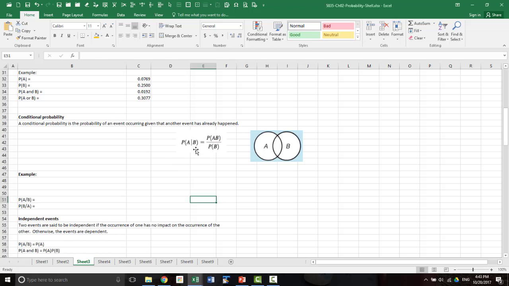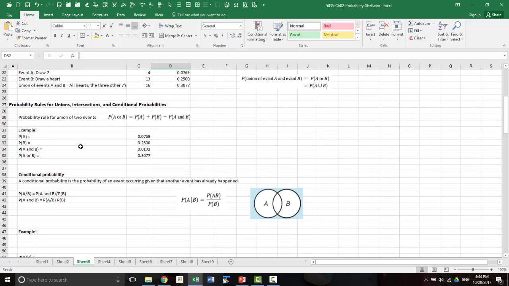Once we have that, we can rewrite this conditional probability formula in this fashion. Probability of A given B is probability of A and B divided by probability of B. Which means probability of A and B is probability of A given B times probability of B. This is a second way of writing the same formula, and it gives you a formula for the intersection probability.